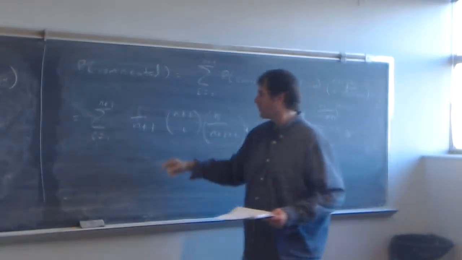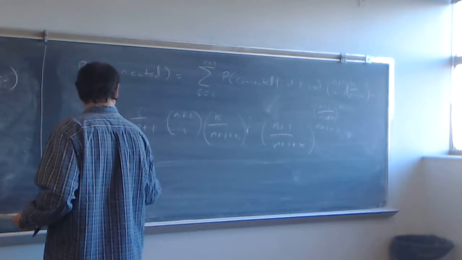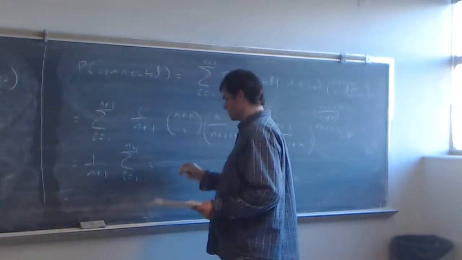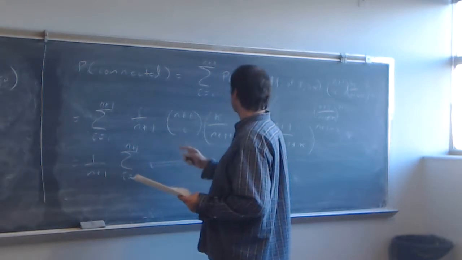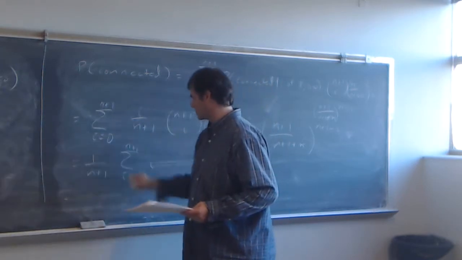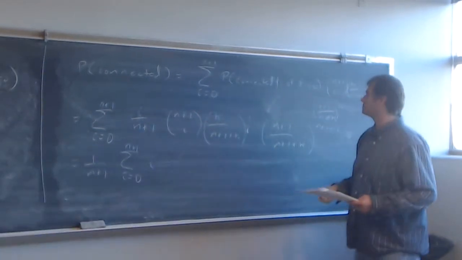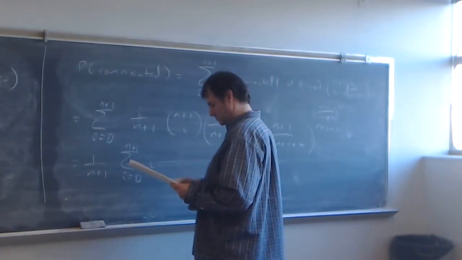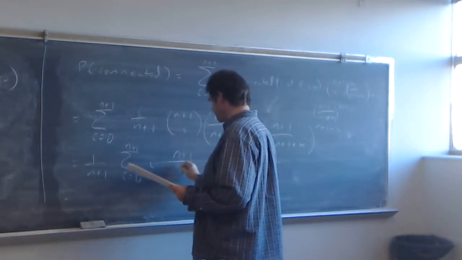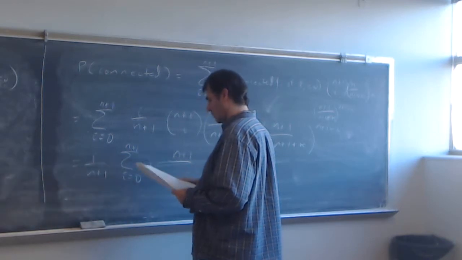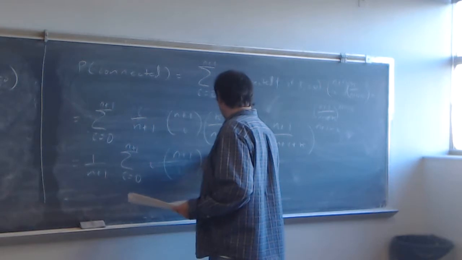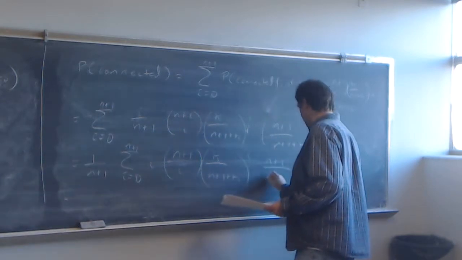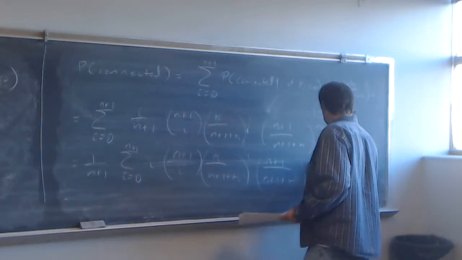Okay. You can pull out the 1 over n plus 1. This will be the sum as I runs from 1 to n plus 1 of I. And really, it should be 0. I made a mistake. It should have been 0, because I could be 0, none of them. That's I times n plus 1 choose I, k over n plus 1 plus k raised to the I, n plus 1 over n plus 1 plus k raised to the n plus 1 minus I.